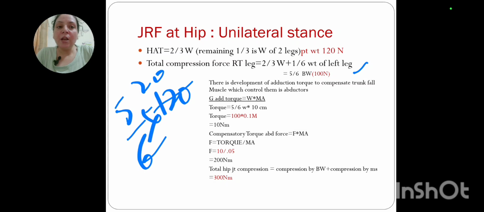Now there is a development of gravitational adductor torque, otherwise the trunk will fall in this condition. Therefore the muscles which control it are the abductor group of muscles. So we are going to find the gravitational adductor torque. Gravitational adductor torque is the weight passing into the movement arm. That is the weight, 5/6 of the body weight, which we have already seen, and the movement arm of the adductors is assumed to be 10 centimeter.